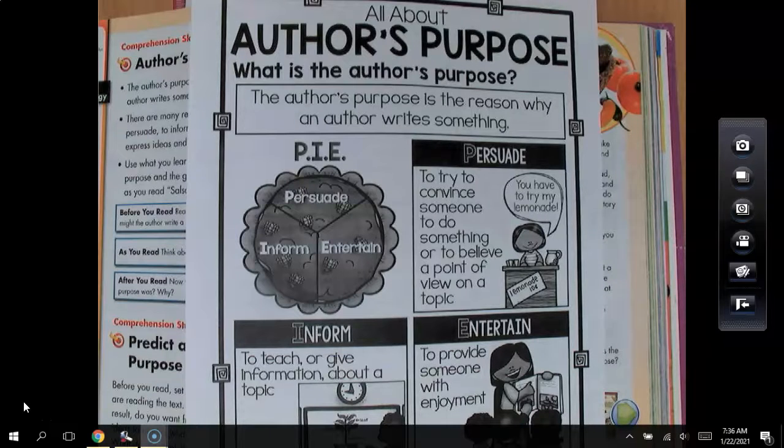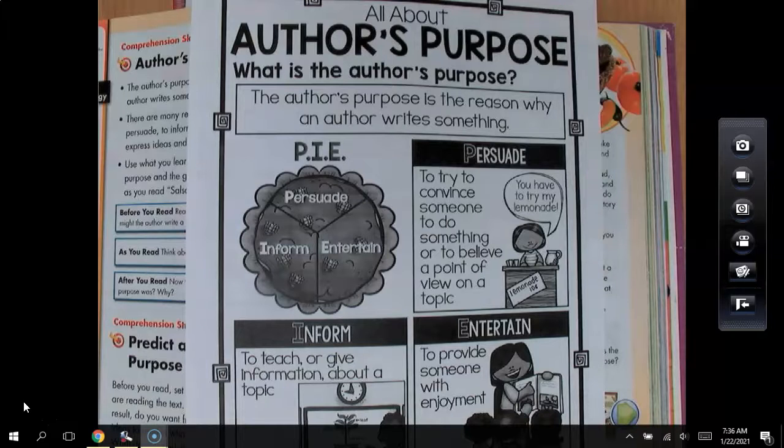Well, if you remember from learning this in a previous lesson, we know that when an author writes a story, they have to have a purpose behind it. They have to have a reason why they're writing the story. So that's what author's purpose is. The author's purpose is the reason why an author writes something.